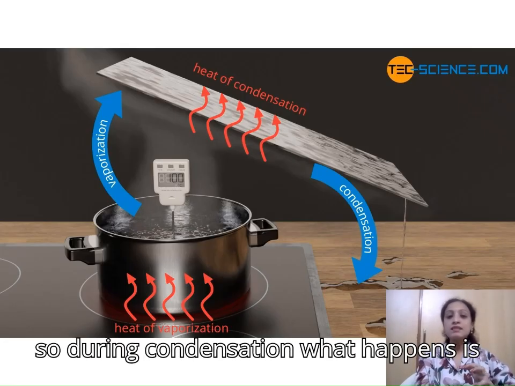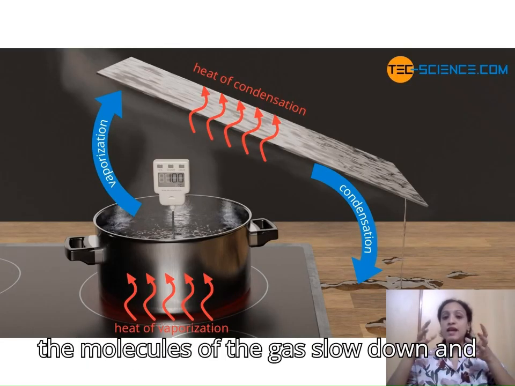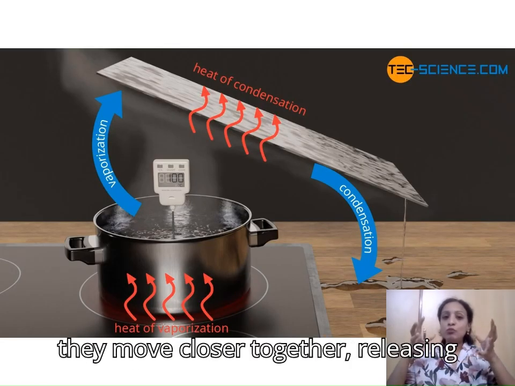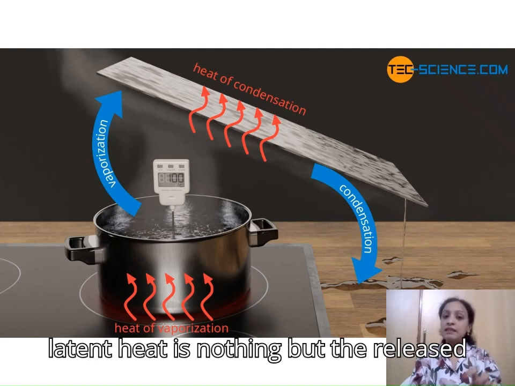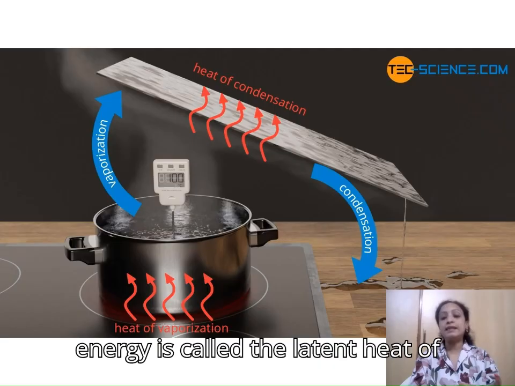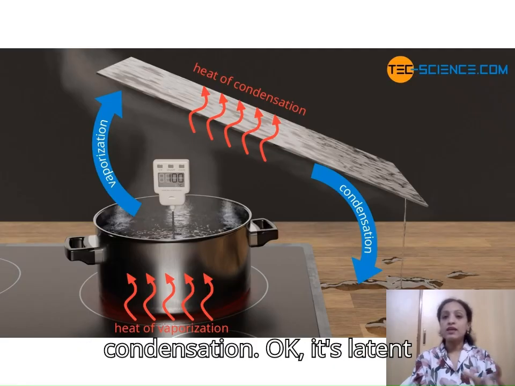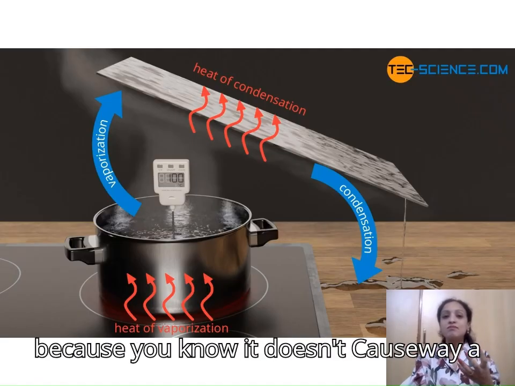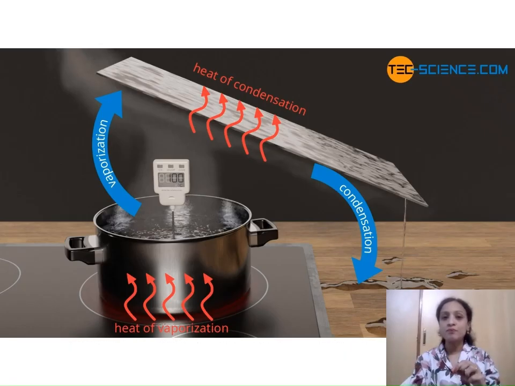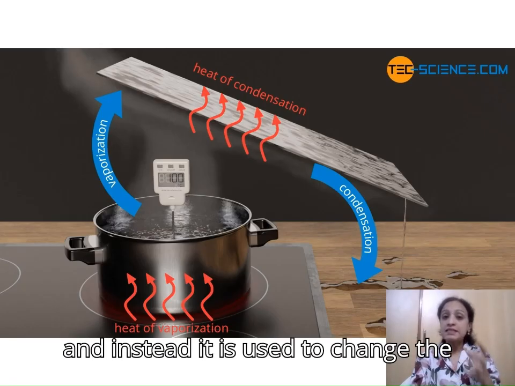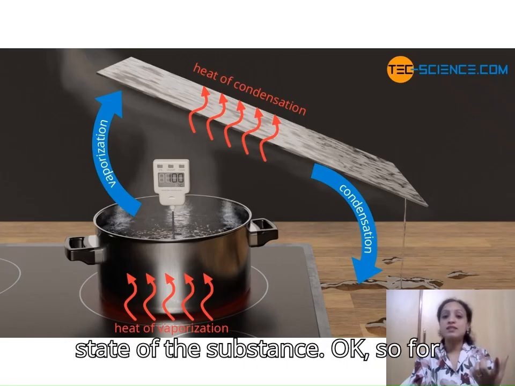Okay, so during condensation, what happens is the molecules of the gas slow down and move closer together, releasing energy in the form of heat. So the released energy is called the latent heat of condensation. It's latent because it doesn't cause a change in temperature during this phase, and instead it is used to change the state of the substance.